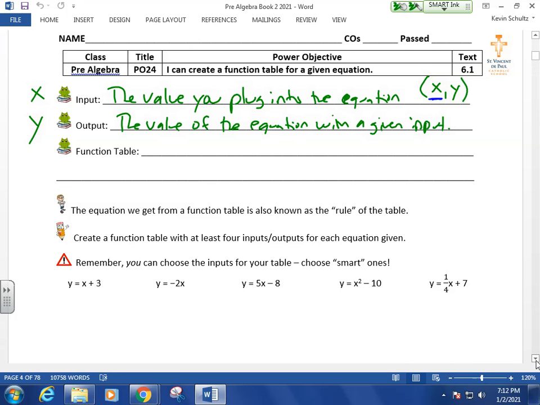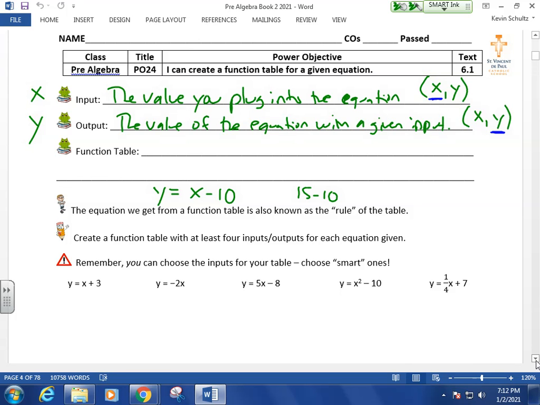Okay, so you plug in the input, you get out the output. The value of the equation with a given input. So in our XY ordered pair here, the output would be that Y variable. So just as a simple example before we get down to the practice below, if we have an equation that is y equals x minus 10, and I want to know, what's the value of x minus 10 when x is 15, right?